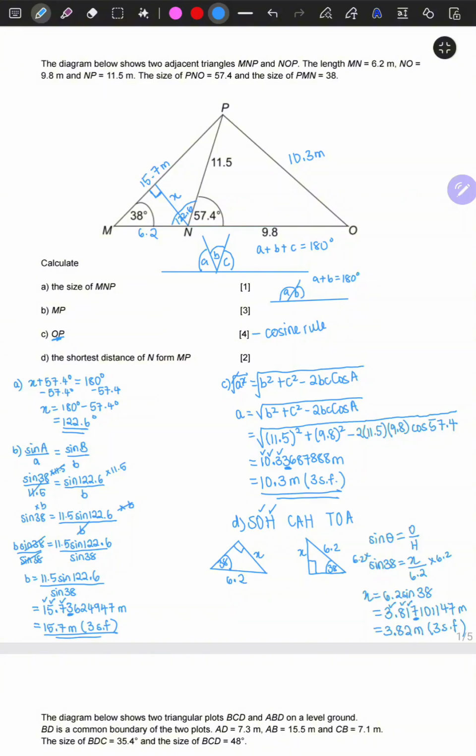Wonderful. That was very simple. So here are the answers to this question.